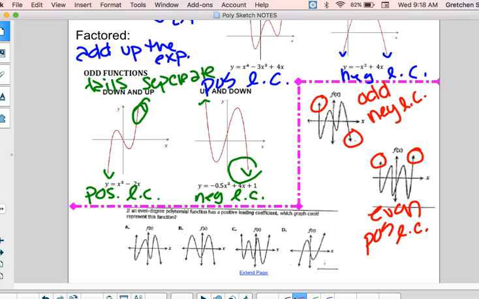Read the next one. I know the print is tiny. See if you can figure A, B, C, D. Which graph are they talking about with what they're describing?